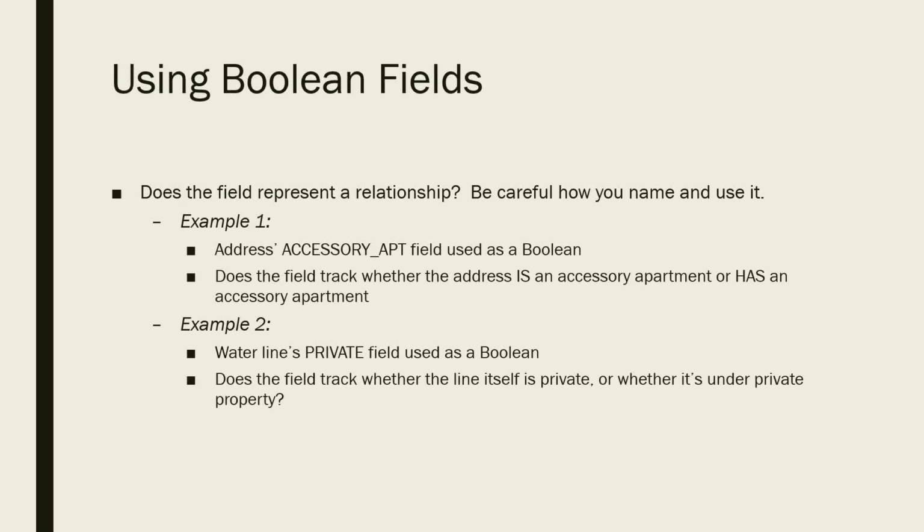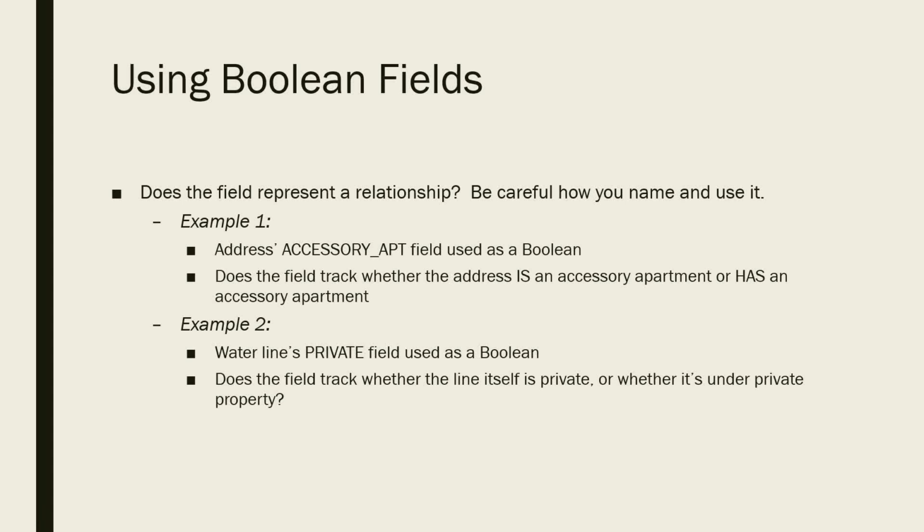But here's a caution. One of the things I've seen done wrong in practice is having a Boolean field and the field name doesn't indicate the right relationship. So here's an example. Let's say that you're keeping track of addresses and you have a field called accessory apartment and it's being used as a Boolean, a drop-down list of yeses or nos, trues or falses. It's unclear to an outside person if this field represents whether the address is an accessory apartment or whether it has an accessory apartment.